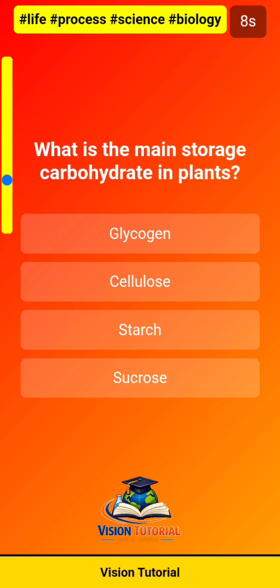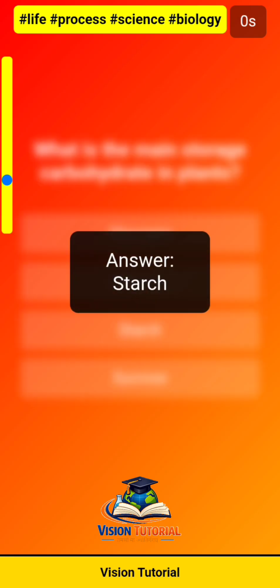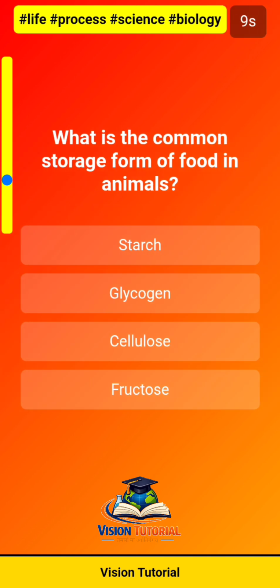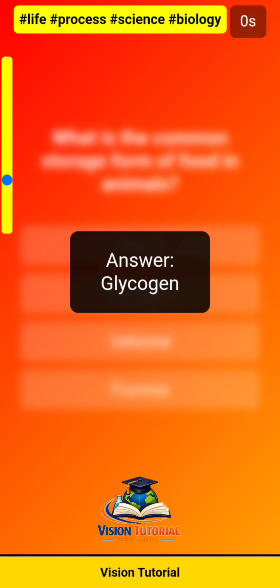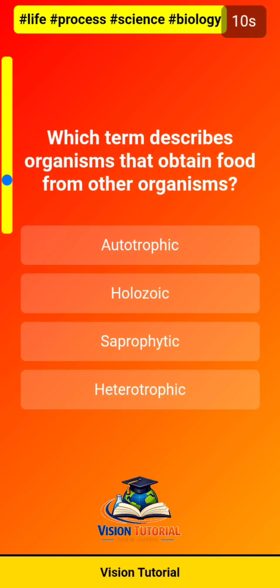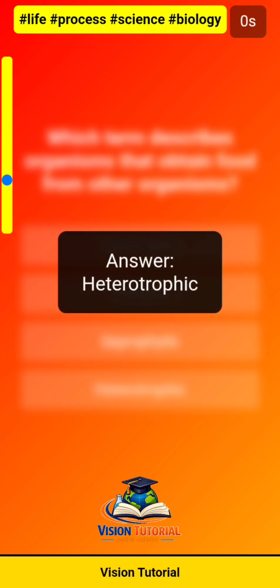The question is, what is the main storage carbohydrate in plants? Answer: starch. The question is, what is the common storage form of food in animals? Answer: glycogen. The question is, which term describes organisms that obtain food from other organisms? Answer: heterotrophic.